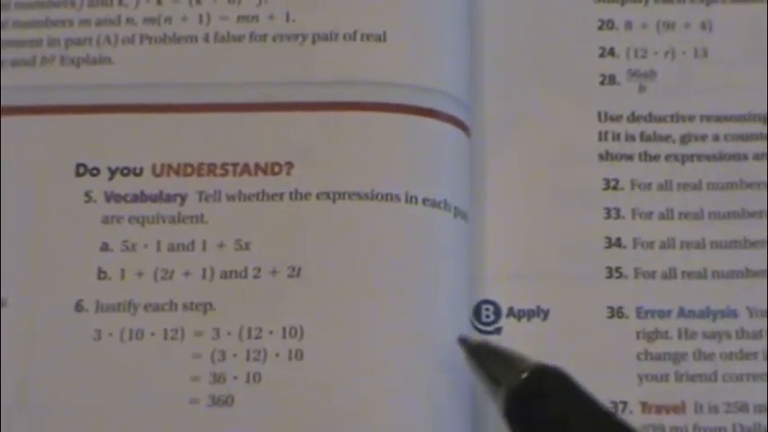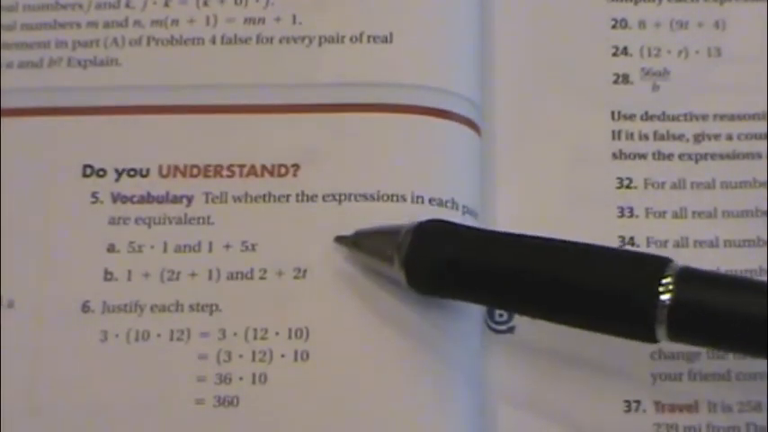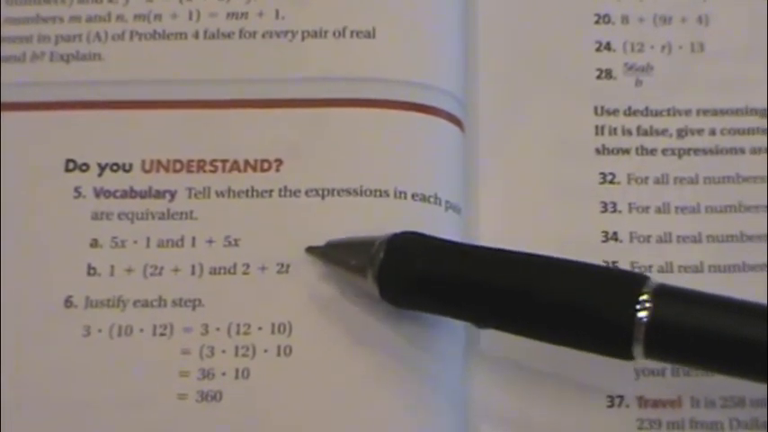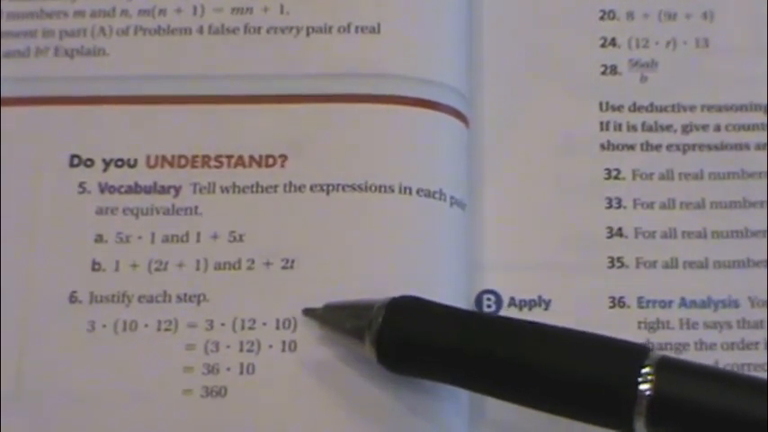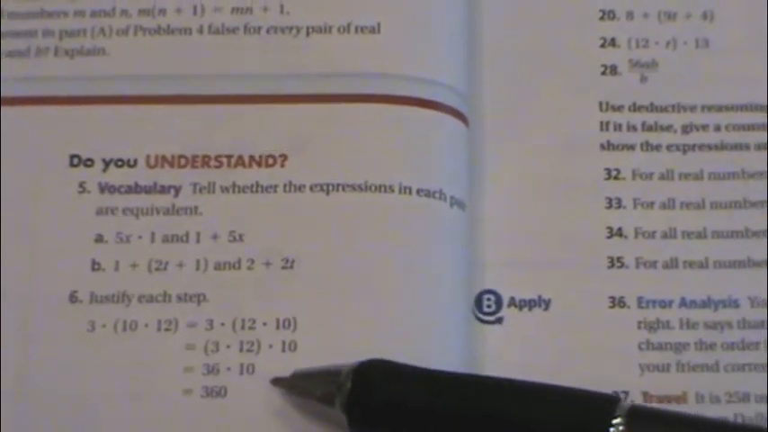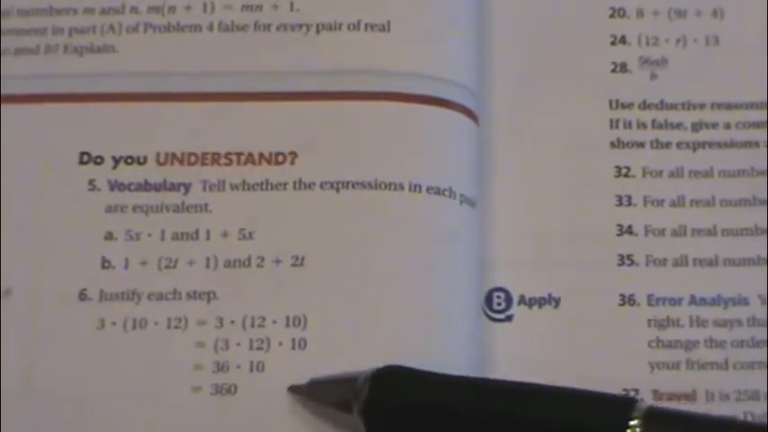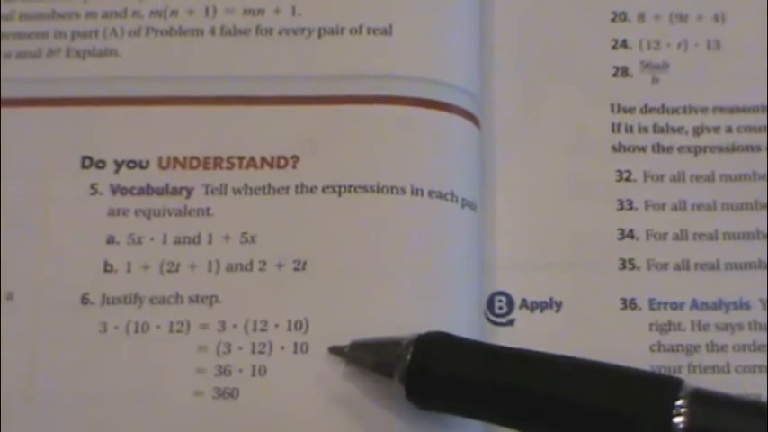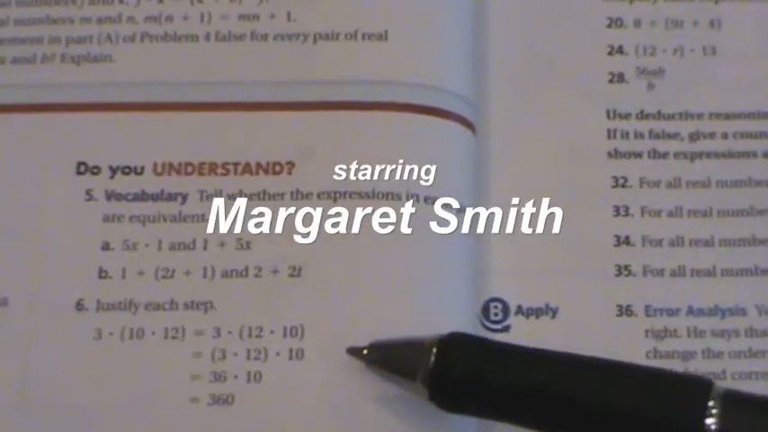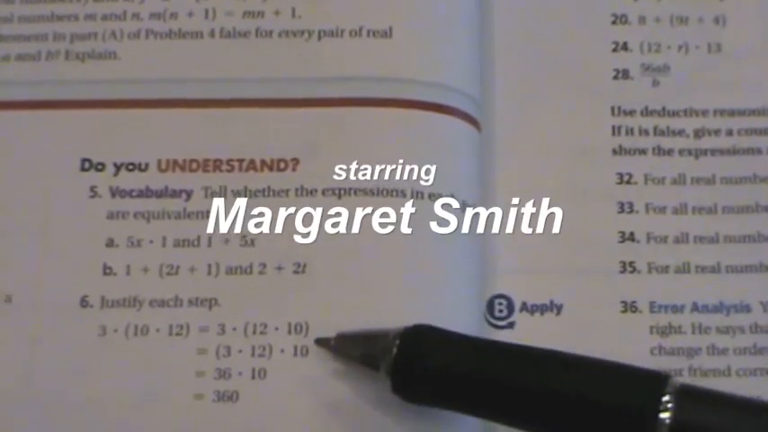Then for number 5, you're going to tell me if these are equivalent. For number 6, the math is all done on number 6. You need to explain why. And just one word will work. Give me the name of the property, or say multiplication or whatever.